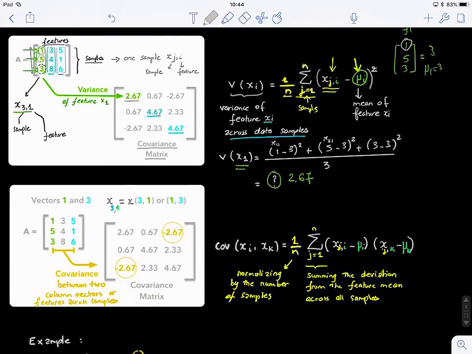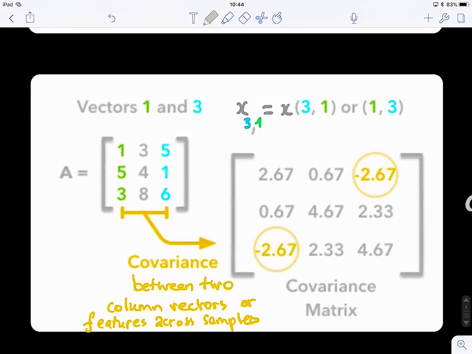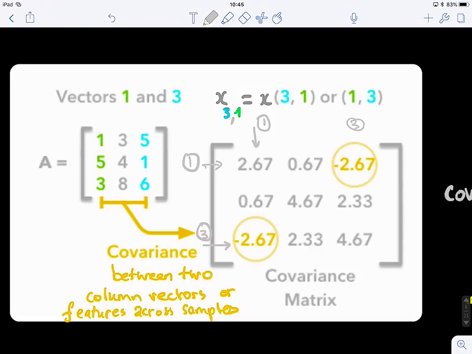Now, let's look at the covariance, right? So in the covariance matrix, what is the covariance? So the covariance here, we have the third feature, the third vector with the first vector. Or we can look at it the other way, okay? So it's 1, and here it's 3. So we look at the covariance between two column vectors or features, the covariance of two features across all samples, okay? So for example, we take the first feature, the green vector, and the blue one, the third feature, and we compute their covariance.